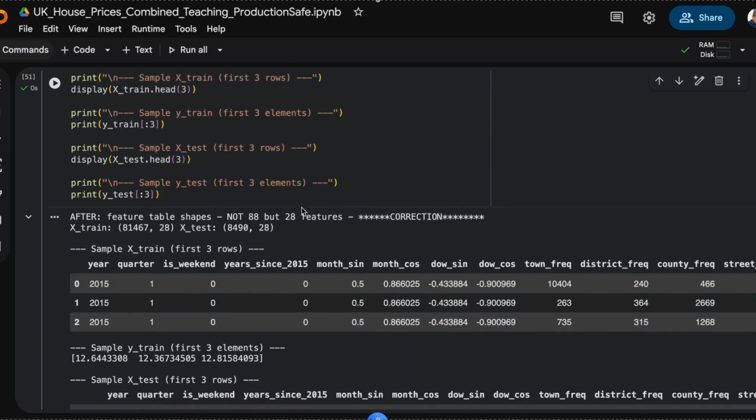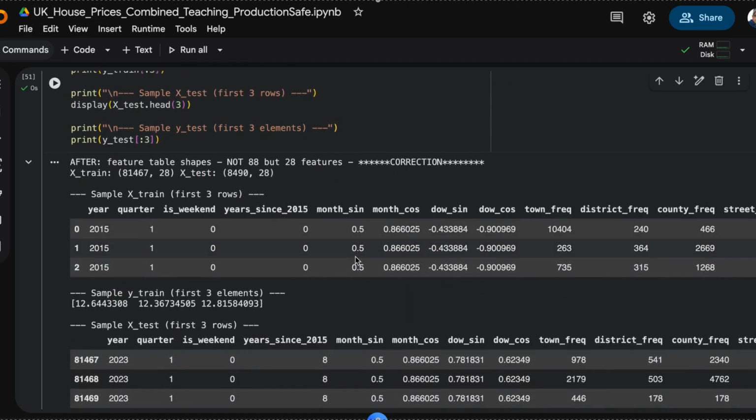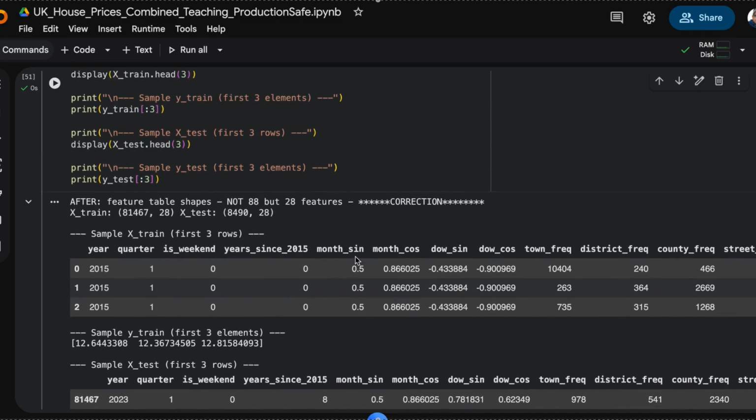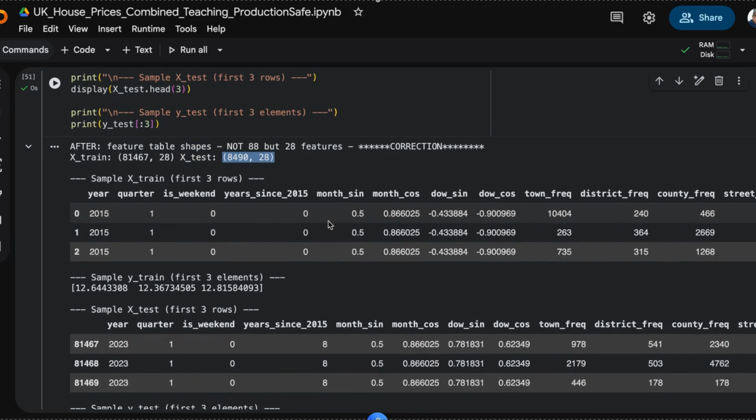Finally, we inspect the shape of the feature tables. We observe X_train: 81,467 rows, 28 features. X_test: 8,490 rows, 28 features. Both training and testing sets now have identical feature dimensions. This confirms correct construction.